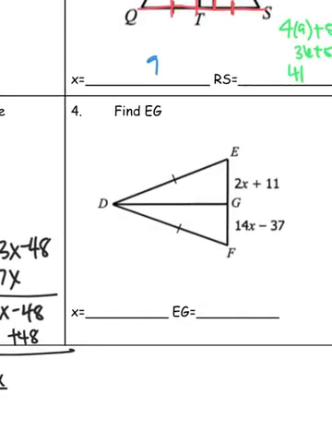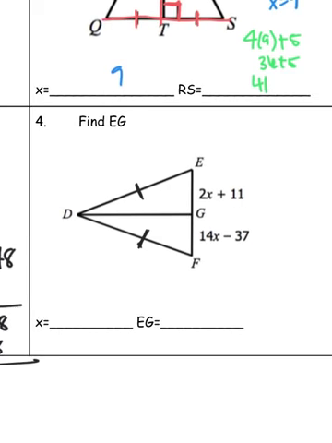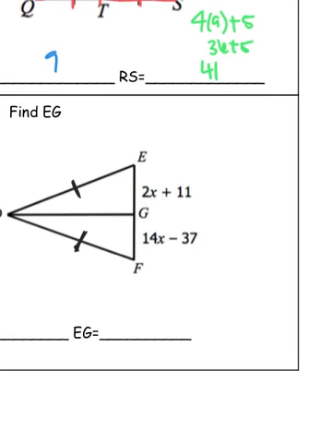All right, 4, find EG. Okay, so this time they told us DE was congruent to DF. So since we know that those are congruent, we can set the two sides equal to each other so that we can say 2x plus 11 equals 14x minus 37.